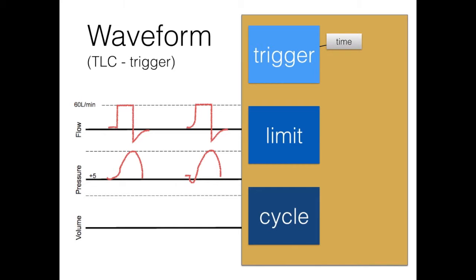So for example, if the respiratory rate is set at 12 breaths per minute and the patient does not initiate a breath, the ventilator will deliver a breath every 5 seconds. If the patient does make an inspiratory effort and the ventilator senses it, then the ventilator will deliver a breath. This is what we call patient-triggered breaths.